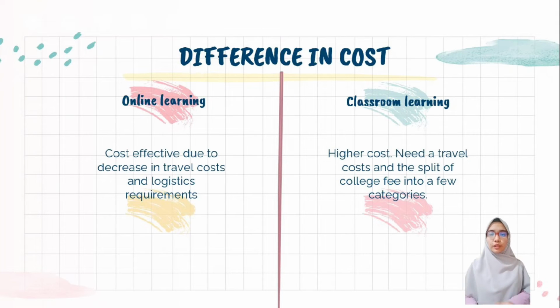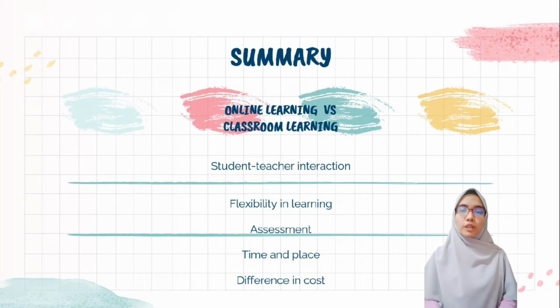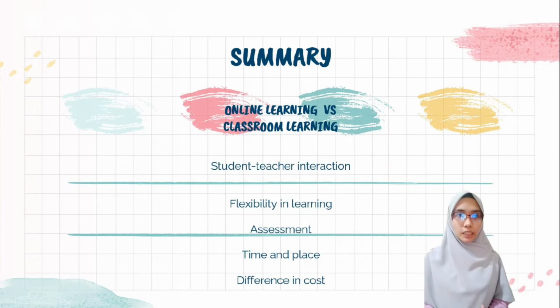The last difference between online learning and classroom learning is the difference in cost. Online learning is cost effective due to the decrease in travel costs and logistic requirements, while classroom learning has a higher cost, needing travel costs and the split of college fees into a few categories. So we have learned the differences between online learning and classroom learning on a few aspects such as interaction, flexibility in learning, assessment, time and place, and difference in cost.